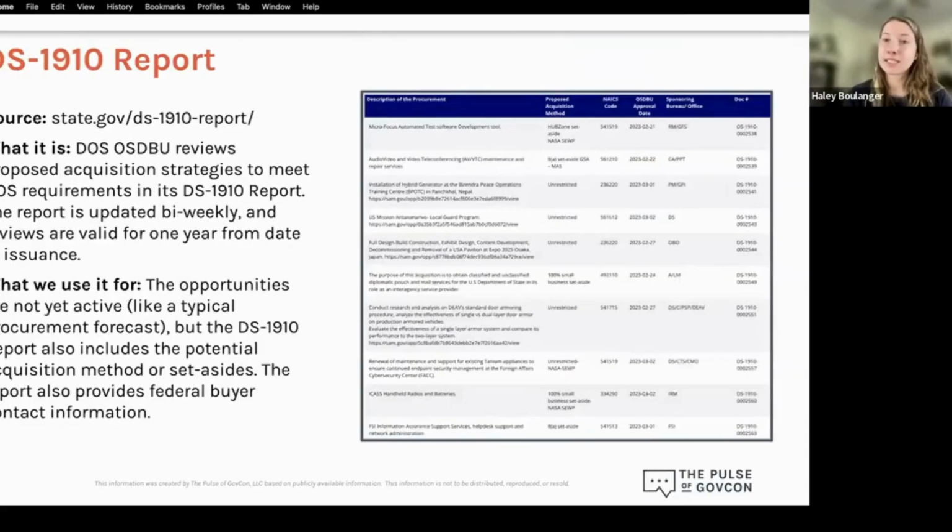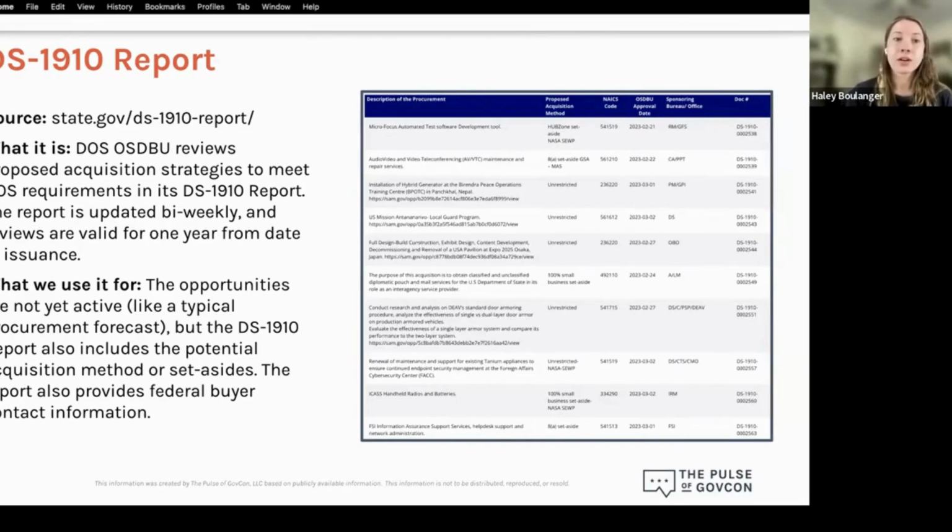Next, we have the DS 1910 report, and I believe we only came across this late last year, so we're still learning and gathering information all the time too. Sadly, the DS 1910 is only run through the Department of State. I would love if every federal agency had one of these reports going, but this report reviews proposed acquisition strategies to meet DOS requirements. The report is updated bi-weekly and reviews are valid for 1 year from the date of issuance. And you can find this on their website pretty easily.